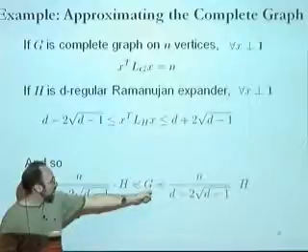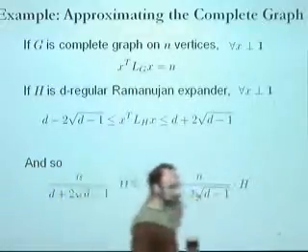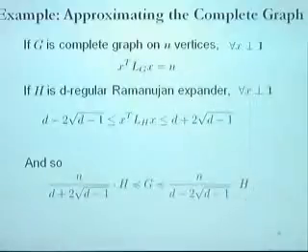Another way of saying it is that the actual graph is between something times the Ramanujan expander and something else just a little bit more times the Ramanujan expander. So for me, those expanders are the best approximations of the complete graph. OK, our goal with sparsification is to be able to do this for any graph.